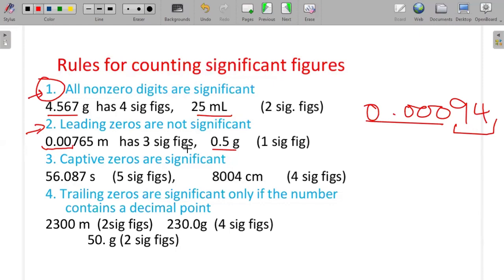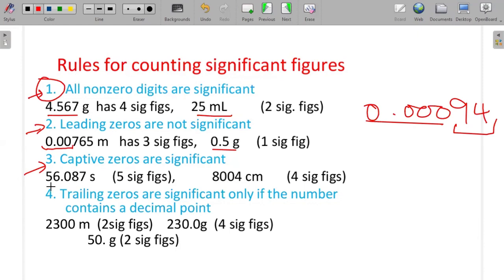The second type of zero is what we call a captive zero, or the arrested zero, or the in-between zero. These are zeros that are in between non-zero digits. You have a non-zero digit on your left, a non-zero digit on your right, and in between there you have zeros. So what's the rule concerning the captive zeros? The rule is that captive zeros are always significant. As long as it's a 0 between non-zero numbers, then it's going to be significant.